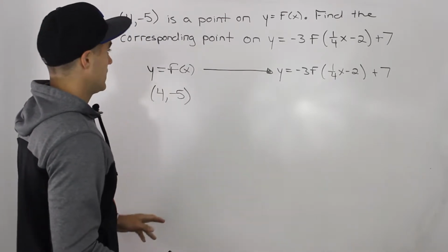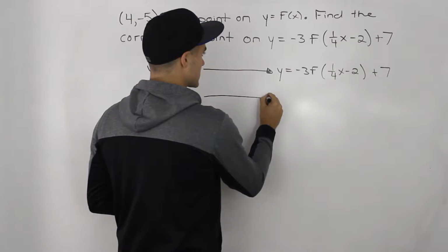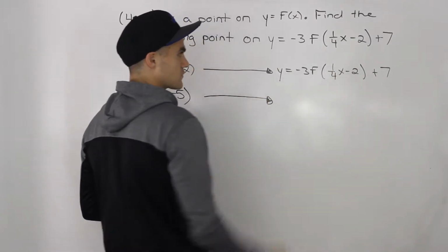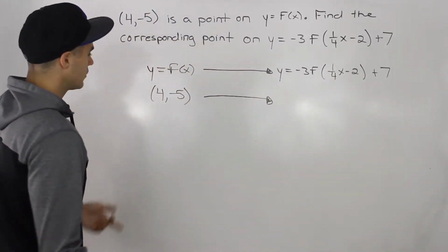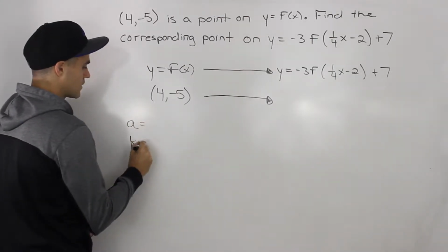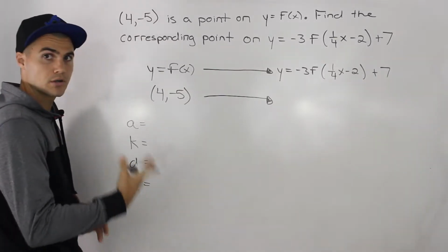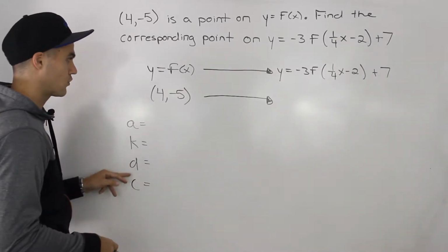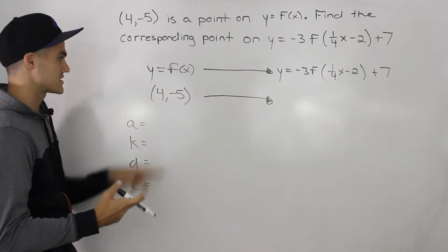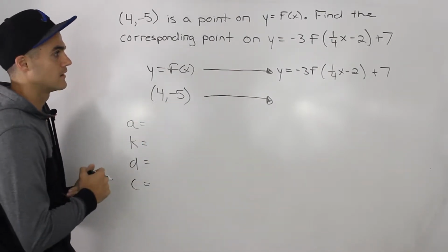Okay, so what we have to do is take this point and then transform it with these transformation values. Well, in order to do that, we have to figure out what the a value is, what the k value is, what the d value is, what the c value is. And then we can put it through the transformation formula, x over k plus d for the x value, and then ay plus c for the y value.